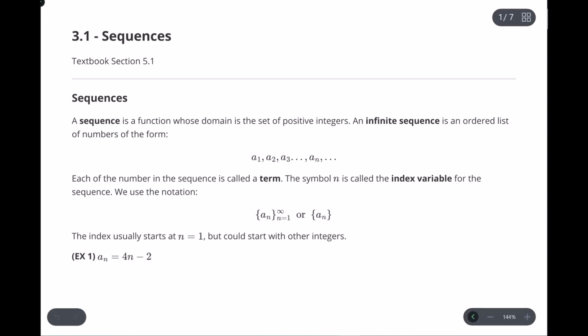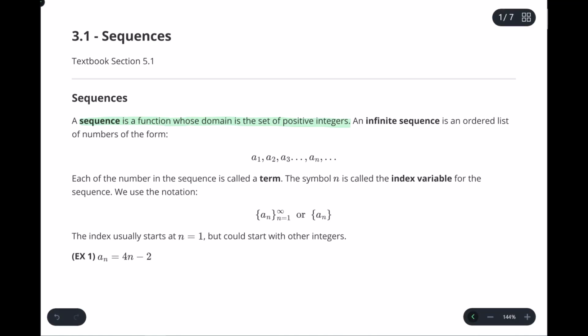So to define a sequence: a sequence is a function whose domain is the set of positive integers. Okay, so we have a function which we should be very familiar with at this point. The only difference is instead of allowing the function to have a domain of all real numbers, we have a restricted domain to just positive integers.